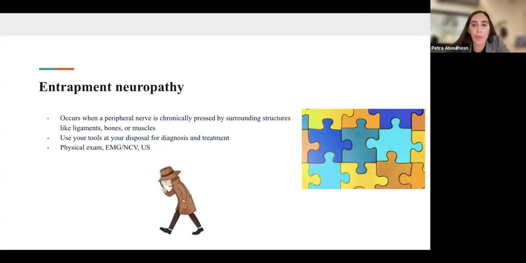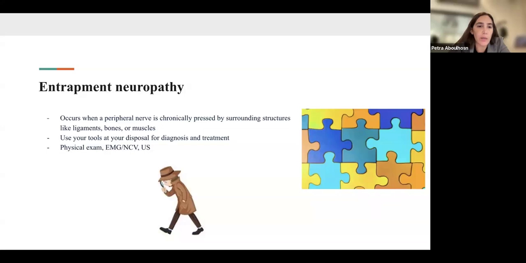So what exactly is an entrapment neuropathy? It occurs when a peripheral nerve is chronically pressed by surrounding structures like ligaments, bones, or muscles. Obviously, it can be compressed by other things such as scar tissue, cysts, lipomas, lacerations, or fractures. But for the purpose of this presentation, we're going to be talking about something that we have naturally in your body that causes this compression.